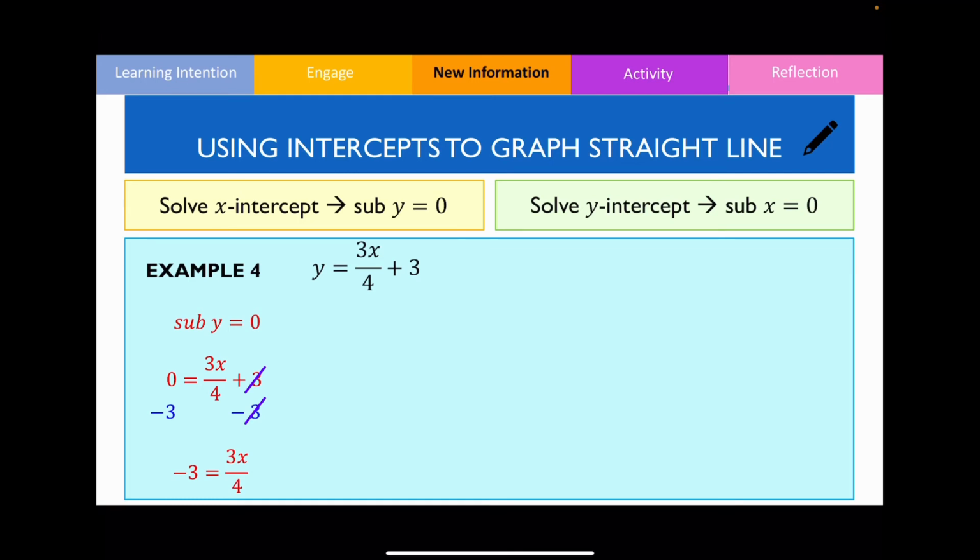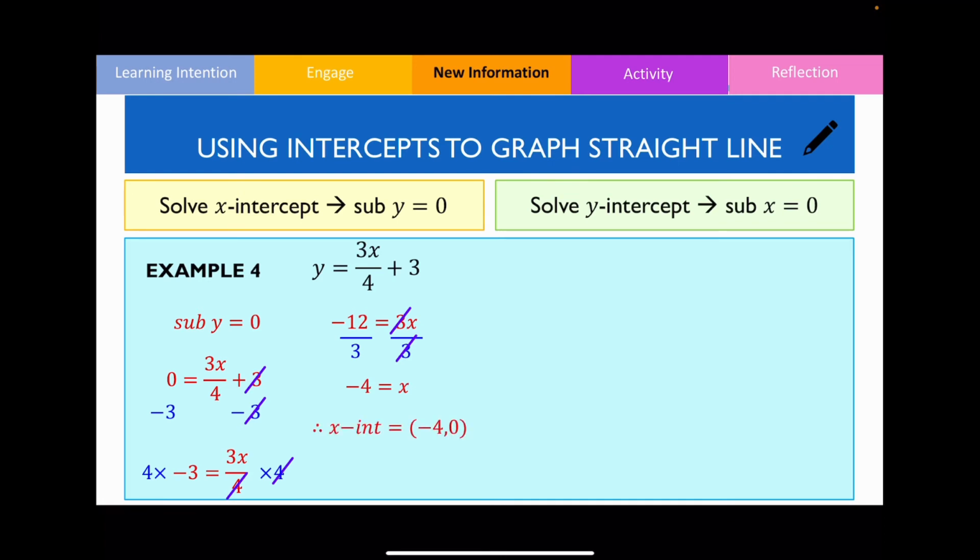Now, notice over here, we've got a 4 as the denominator. We can actually undo this by doing the opposite. So we will multiply both sides by 4. So by doing that, it would cancel out the denominator. And now we're left with negative 12 is equal to 3x. To get rid of the 3 in front of x, we'll divide both sides by 3. Hence, x is therefore going to be equal to negative 4. So that's going to be our x-intercept.